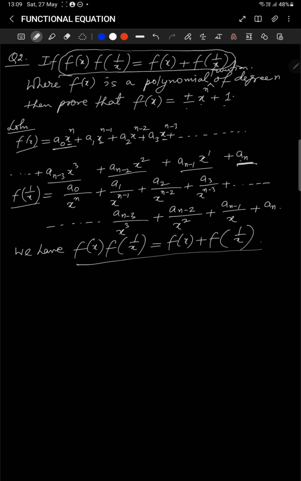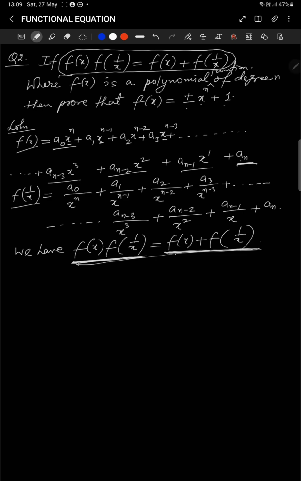Now the strategy for solving this particular problem is to get the coefficients of x to the power n in the left hand side and coefficient of x to the power n in the right hand side. Similarly, coefficient of x to the power n minus 1 in the left side and in the right side, coefficient of x to the power n minus 2 left side and in right side, one by one. So we start with the coefficient of x to the power n.